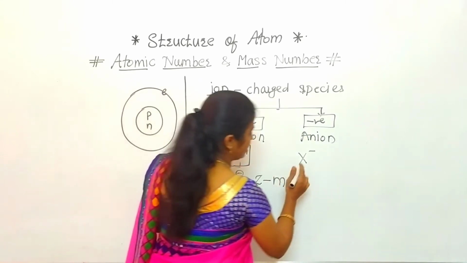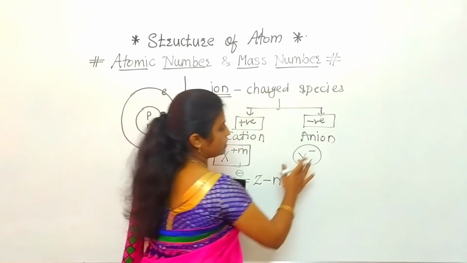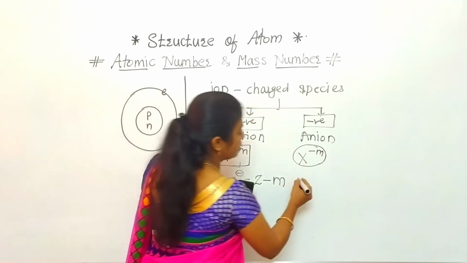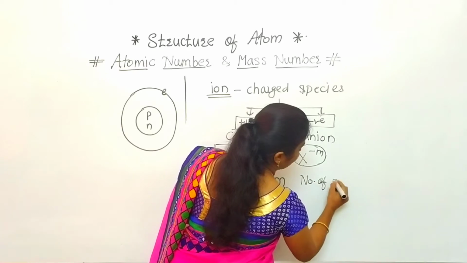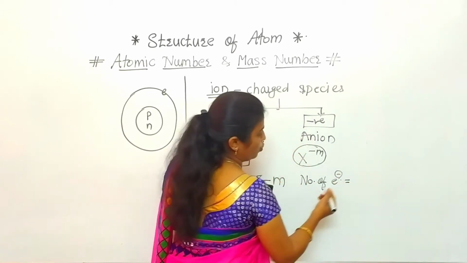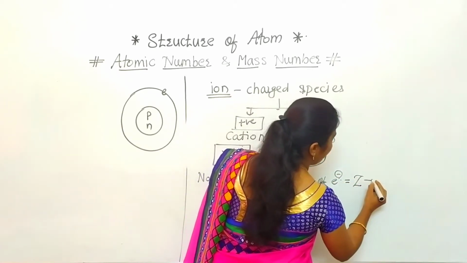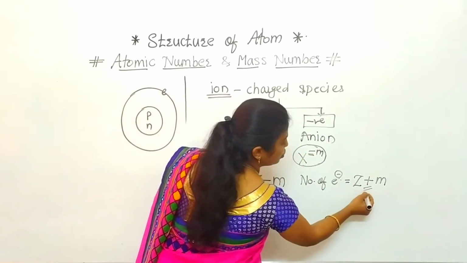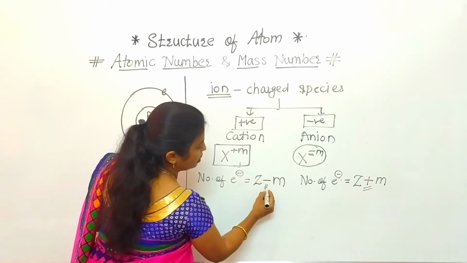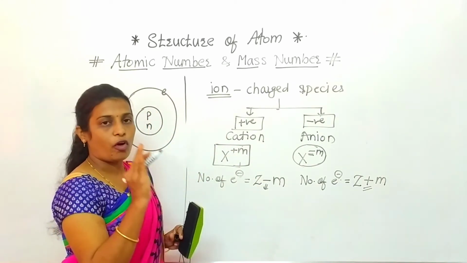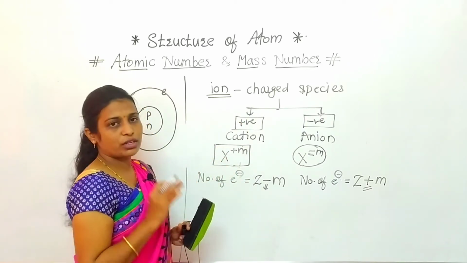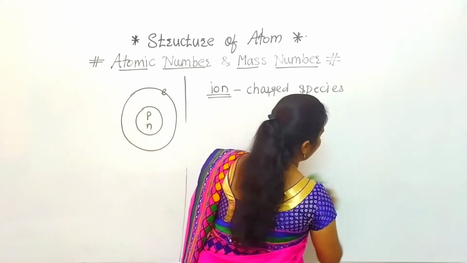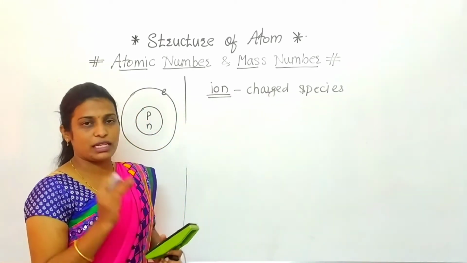If a negatively charged species, minus M charge, is there, then the number of electrons is equal to the atomic number plus that charge. If the charge is negative, we have to do addition. If the charge is positive, there will be subtraction of that charge. This is the introductory part, and after that I will take one example and in this way we will find out the number of electrons present in that ion.